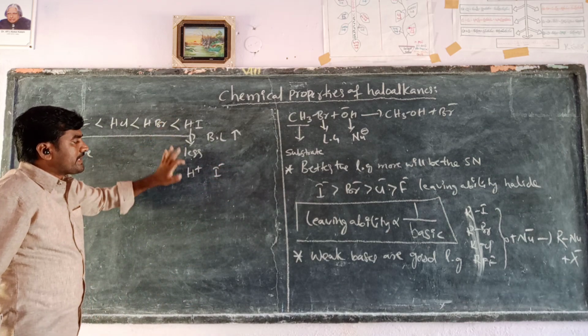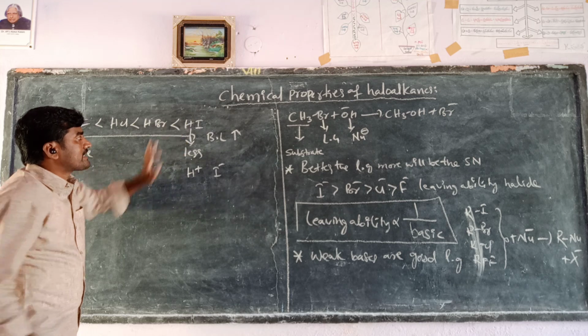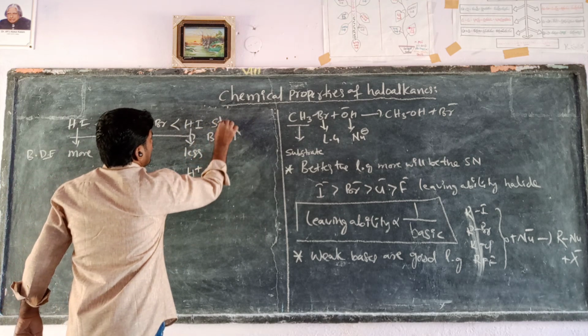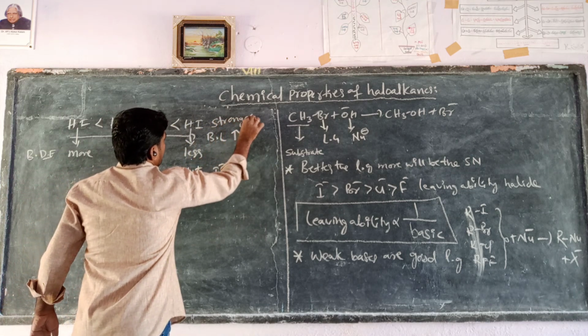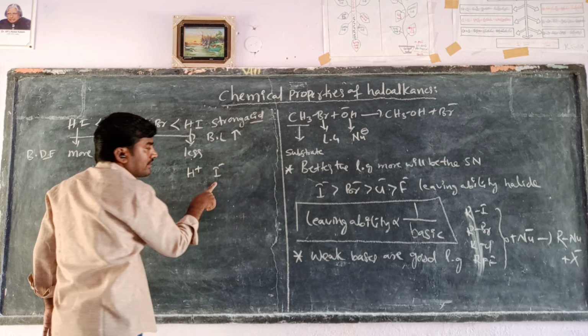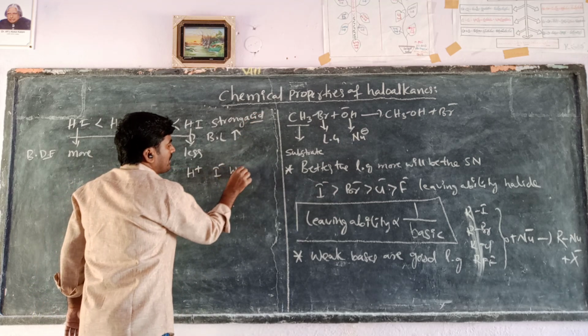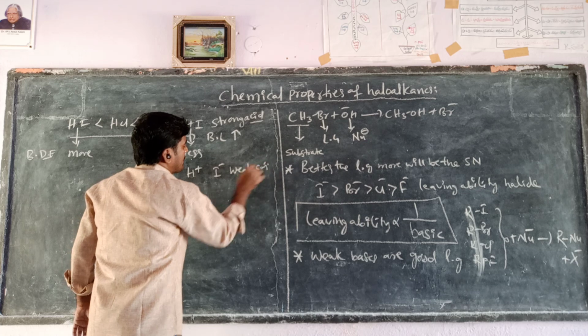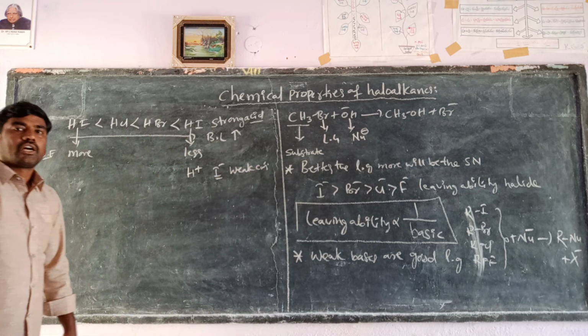It is producing H plus ions easily, so it is a strong acid. Hydroiodic acid is a strong acid. Now a strong acid produces a weak conjugate base. The iodide ion is the weakest conjugate base.